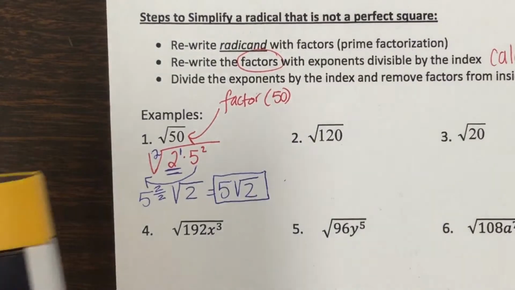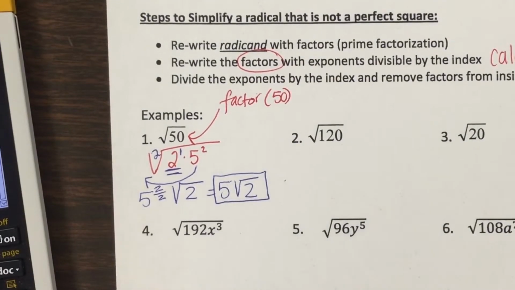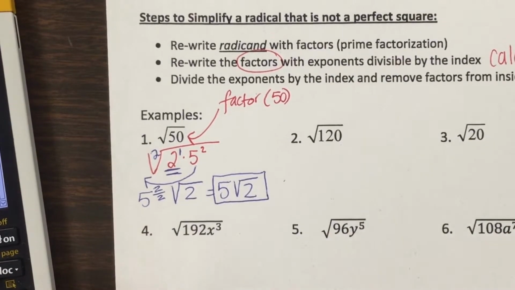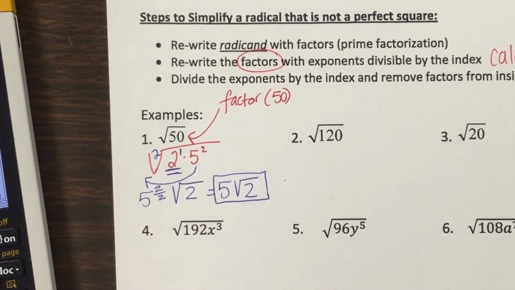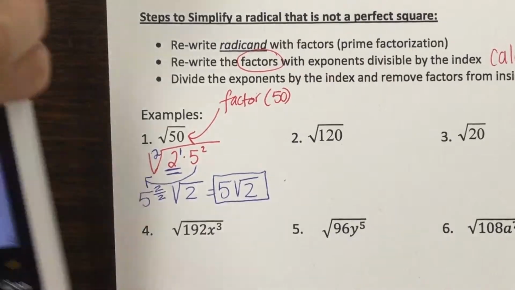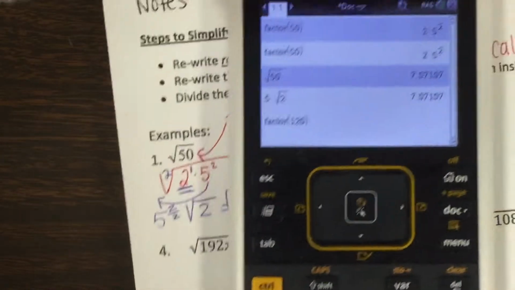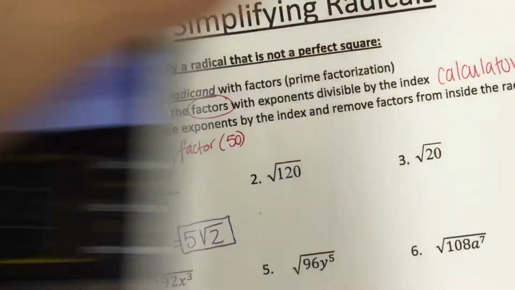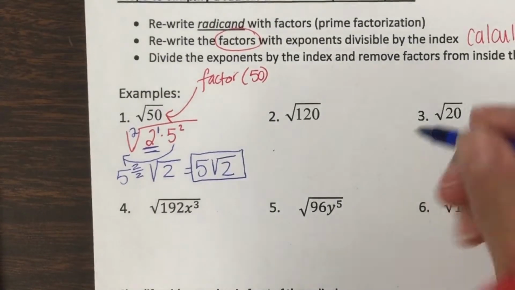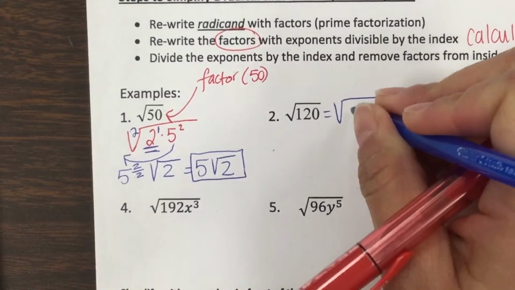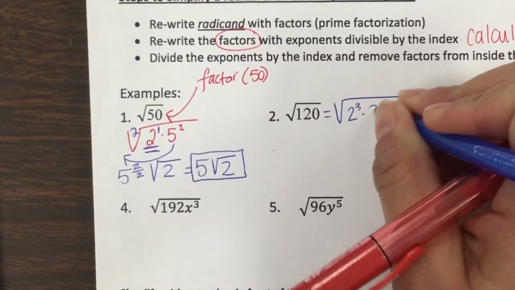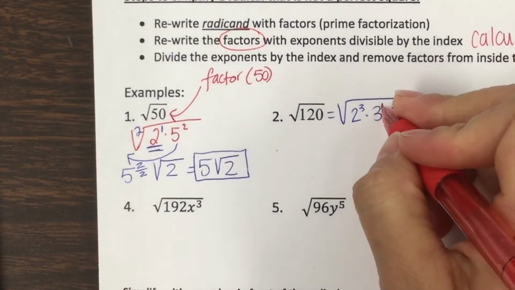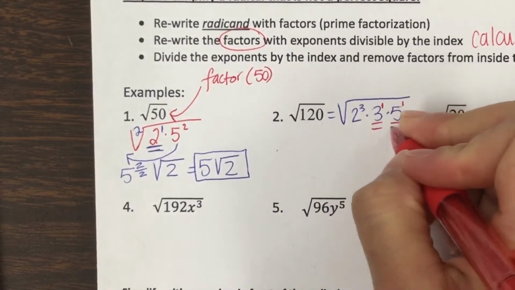And let's look at something like square root of 120. You put it in the calculator, menu 2, 3, 120, and you get 2 to the third times 3 times 5. So you rewrite radical 2 to the third times 3 times 5, and you tell them anything to the first power stays under.